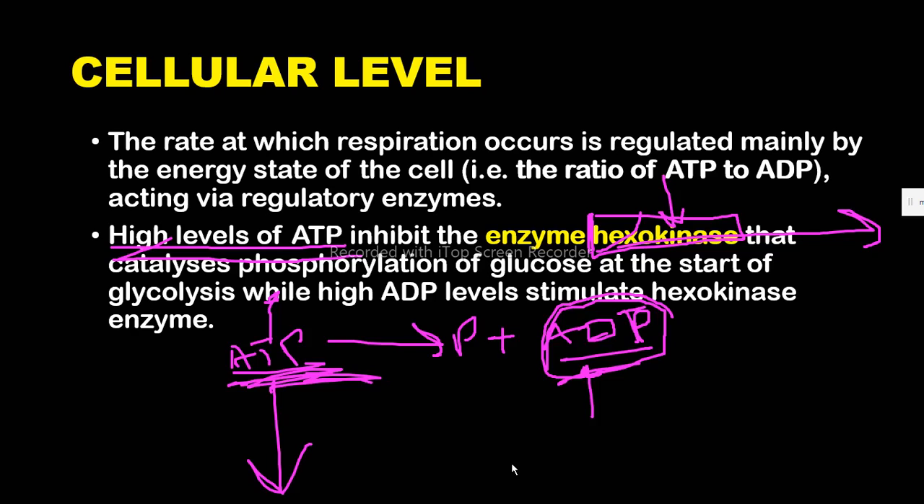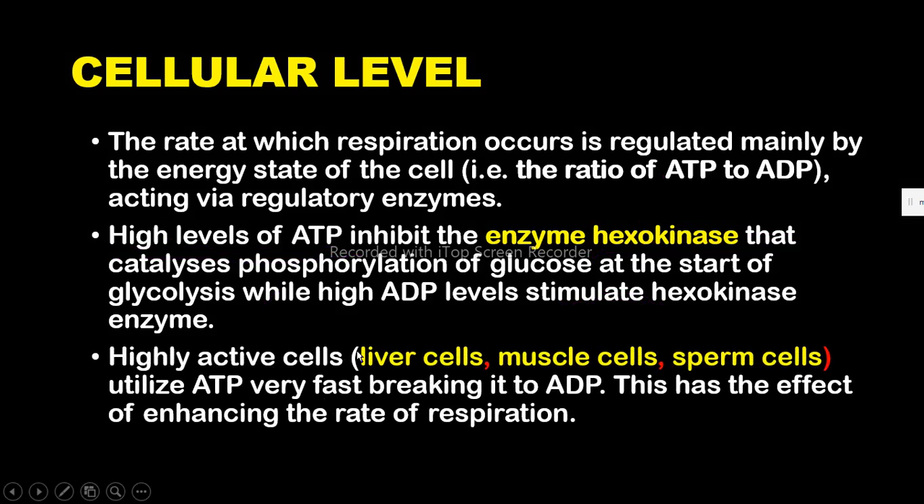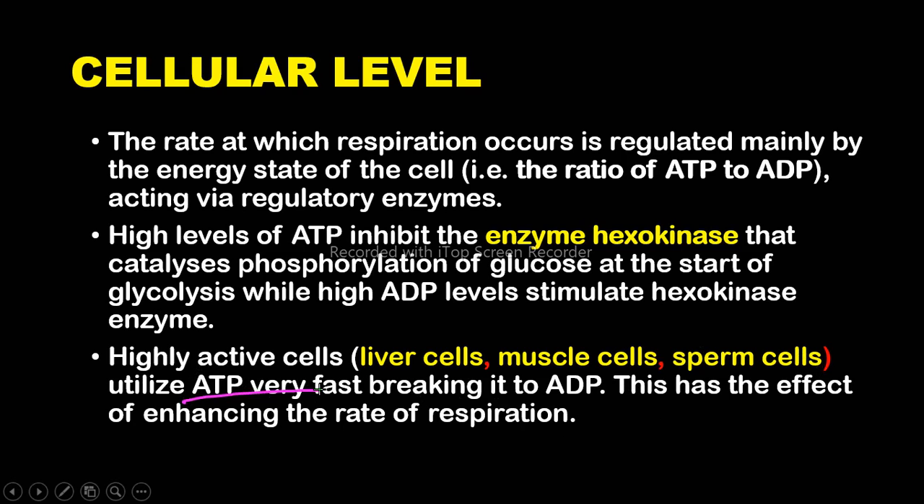Is that okay to all of us? Yes, so basically that's what we are talking about. So highly active cells, the liver cells, muscle cells, and sperm cells, they do utilize ATP very fast. Okay? And so the ATP does not accumulate in the cell. And so if the ATP does not accumulate in the cell, then the enzyme cannot be inhibited. So the respiration will always be high. Okay? The rate of respiration will always be high.